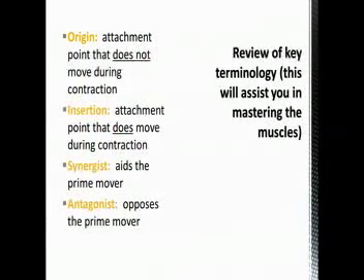Alright, just some key terminology that we need to review. Hopefully you guys still remember this stuff from our last unit over the muscles. The origin point, if you recall, is the point that does not move when a muscle is contracting, whereas the insertion point is the point where a muscle does move when a muscle is contracting. We also have the synergist muscle, which is a muscle that aids in that prime mover's action, and then the antagonist muscle, which actually opposes the prime mover in its action.